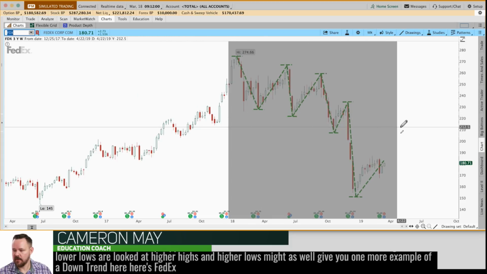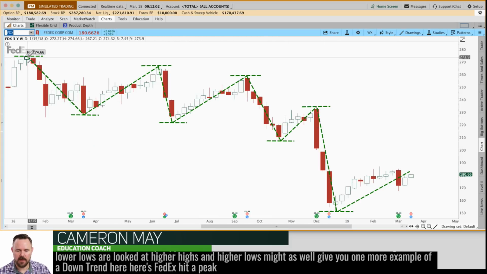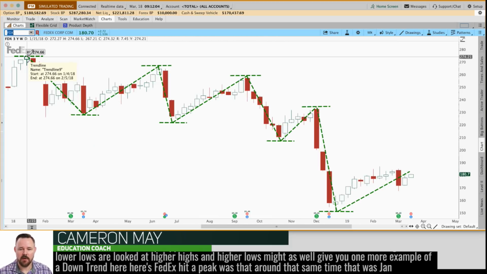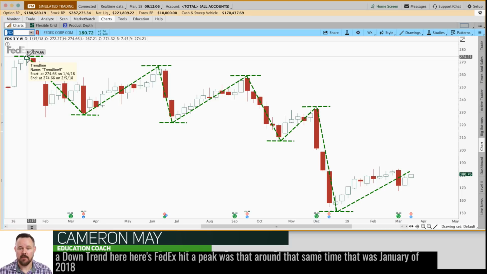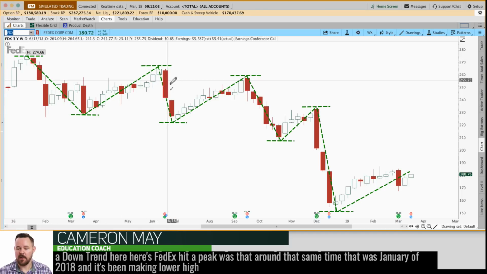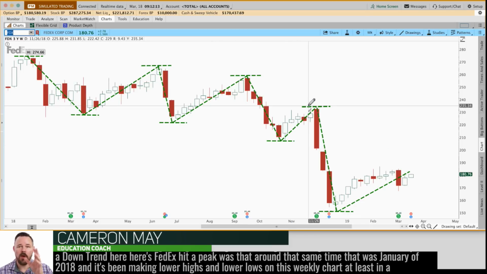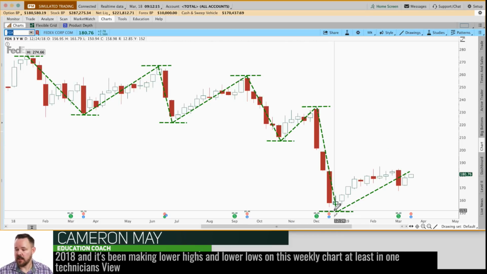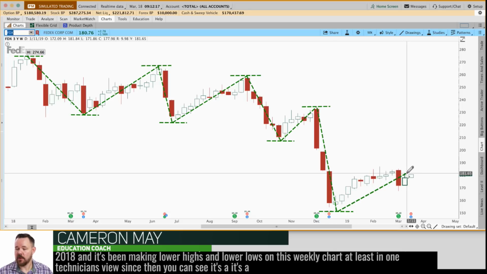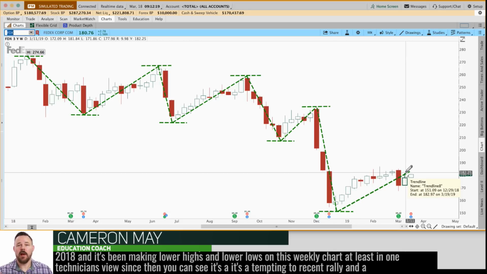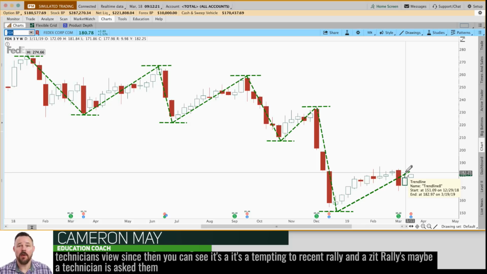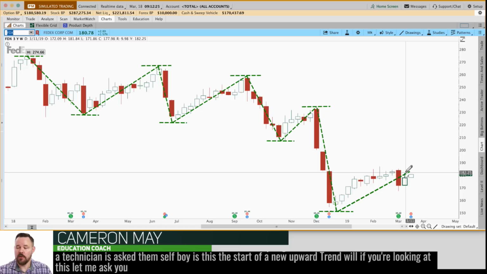Here's FedEx. Hit a peak. Was that around that same time? That was January of 2018. And it's been making lower highs and lower lows on this weekly chart, at least in one technician's view, since then. And you can see it's attempted a recent rally. And as it rallies, maybe a technician is asking themselves, boy, is this the start of a new upward trend? Well, if you're looking at this, let me ask you this. If you're looking at this on a weekly chart, would you say that this is a new upward trend?